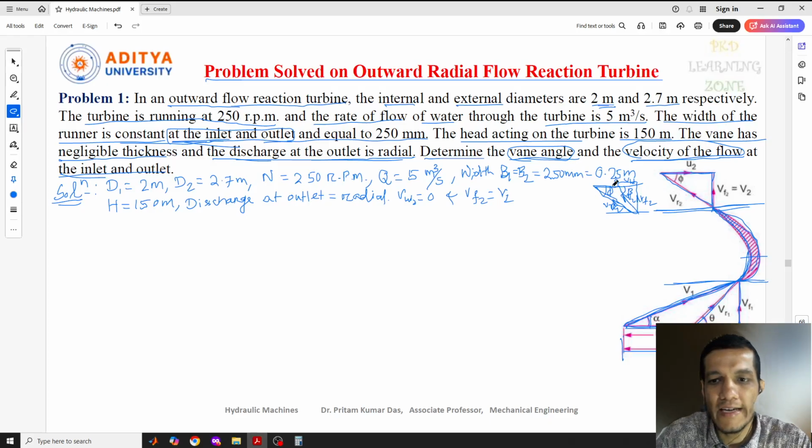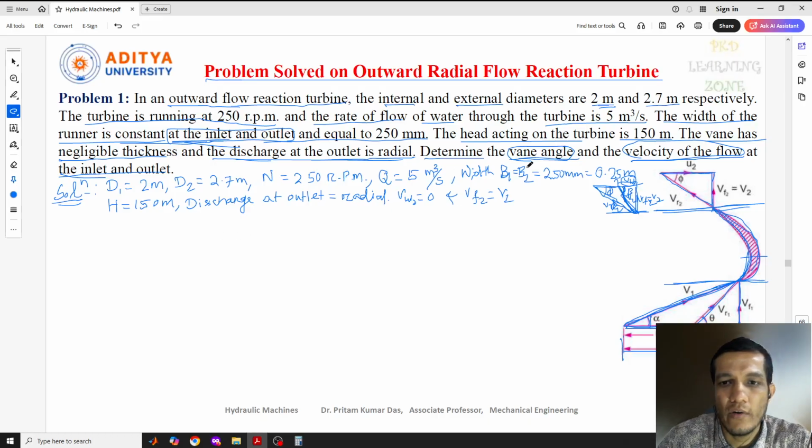Now when it is radial condition, this V2 will be perpendicular to the tangential direction. That means when V2 is perpendicular, this value will be 0 and there will be no angle here. So here VF2 equals V2, and VW2 equals 0. The same thing was written here.